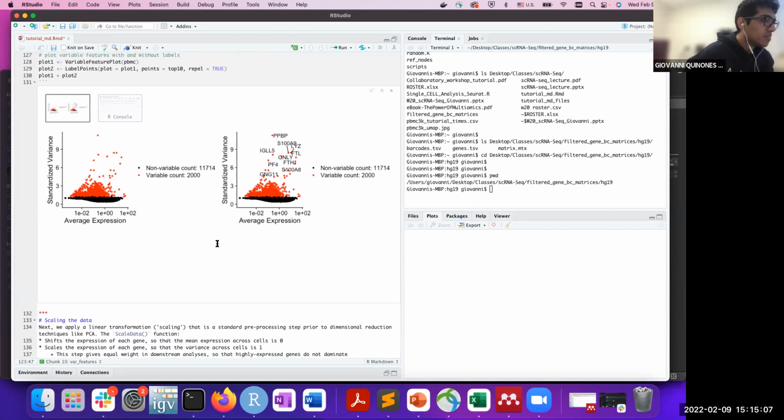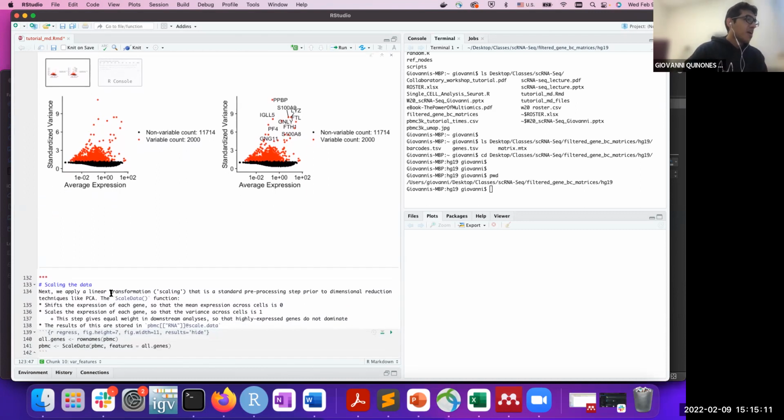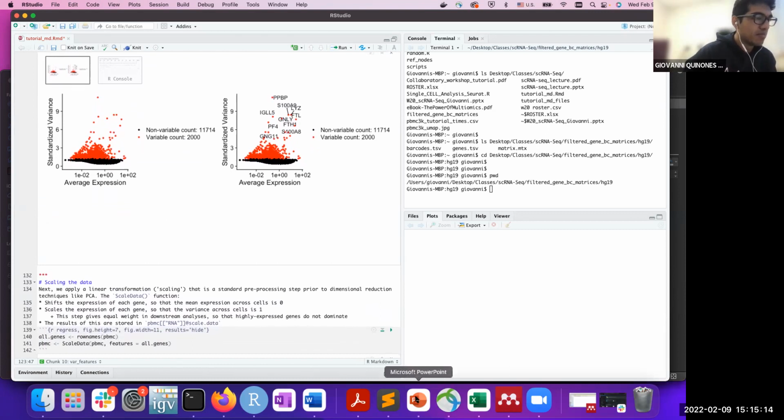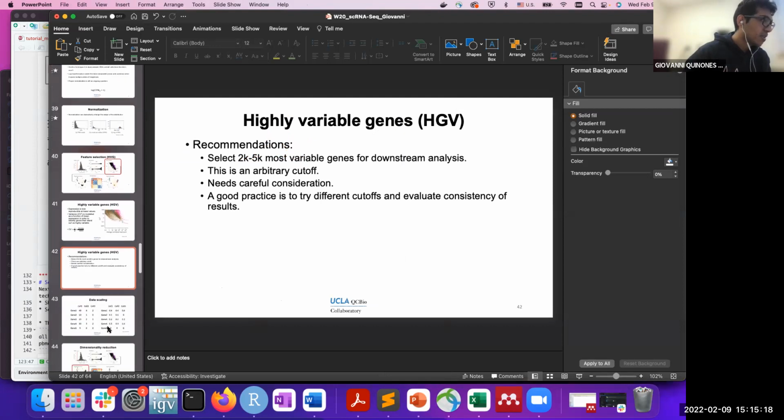We'll be moving on to scaling the data. And for that, we'll jump back to the slides.